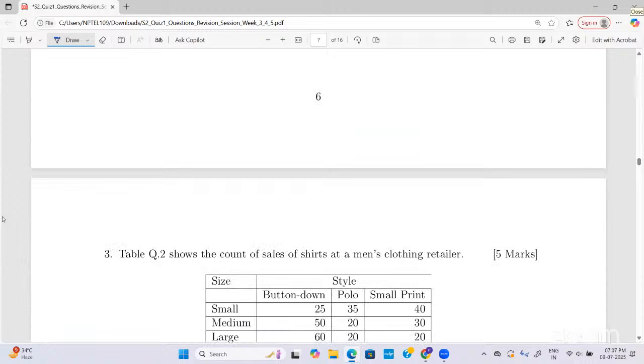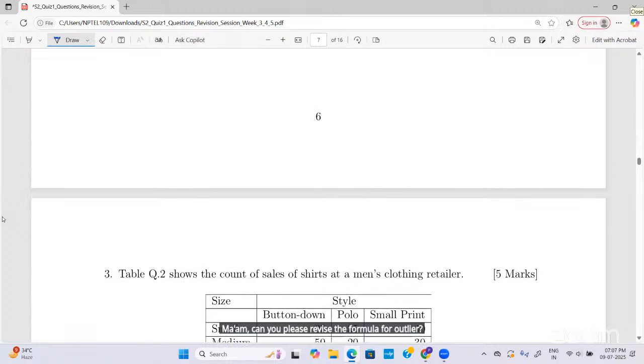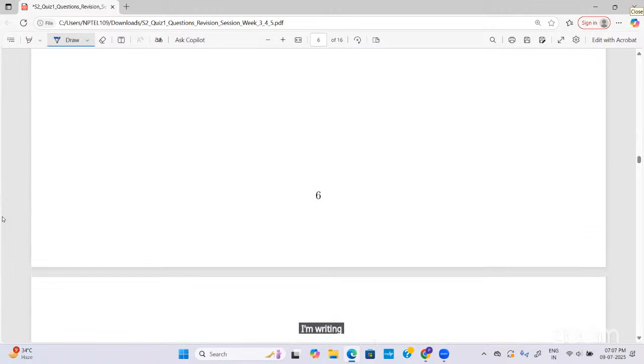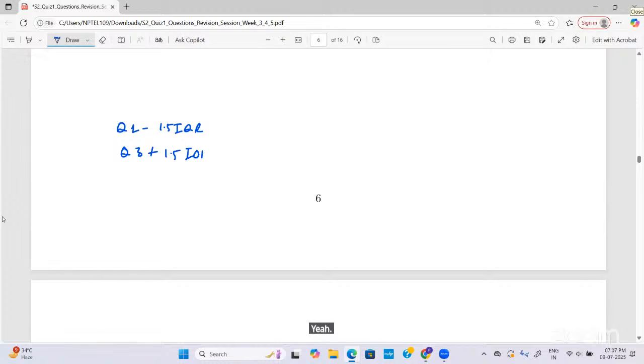Ma'am, can you please revise the formula for outliers? I'm writing the formula, but outlier questions will not be there. So this is Q1 minus 1.5 IQR for the lower limit, and Q3 plus 1.5 IQR. IQR is the interquartile range, Q1 is the first quartile and Q3 is the upper, third quartile. So this is your lower limit and this is your upper limit.